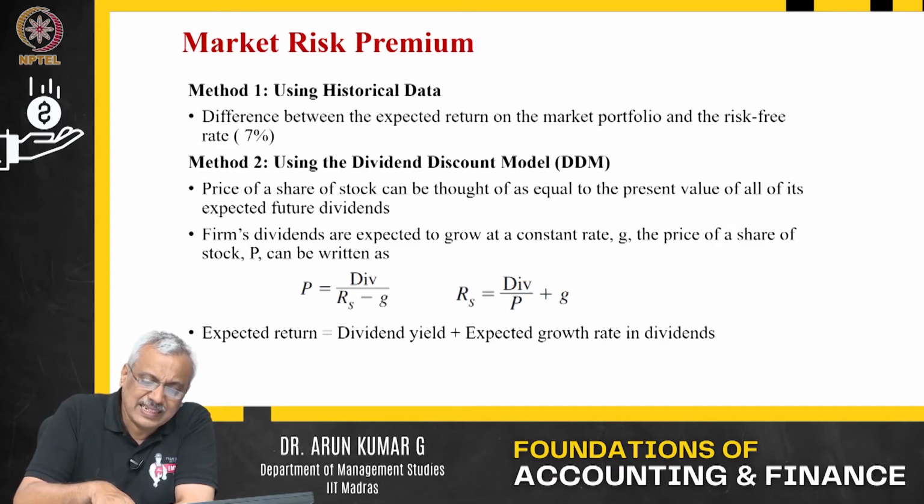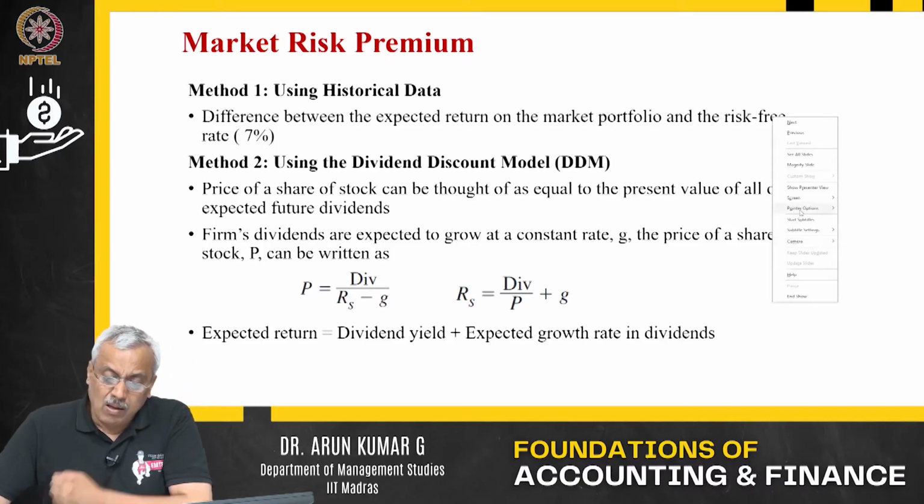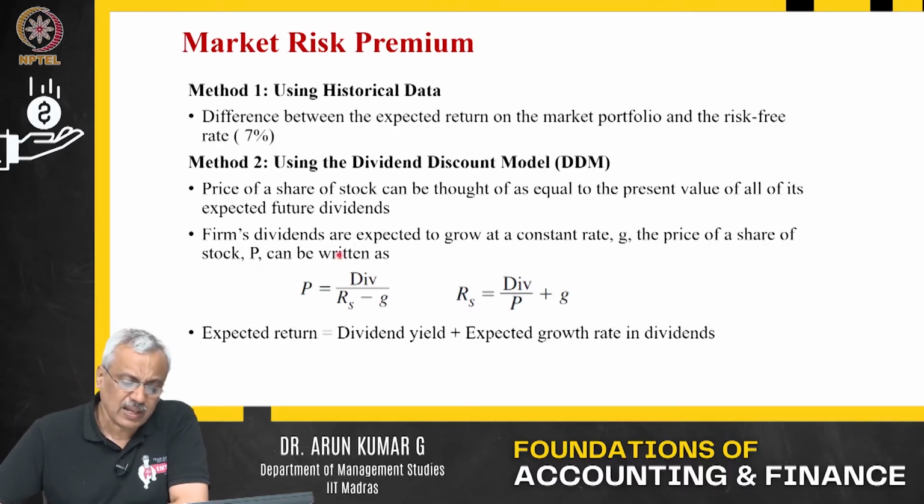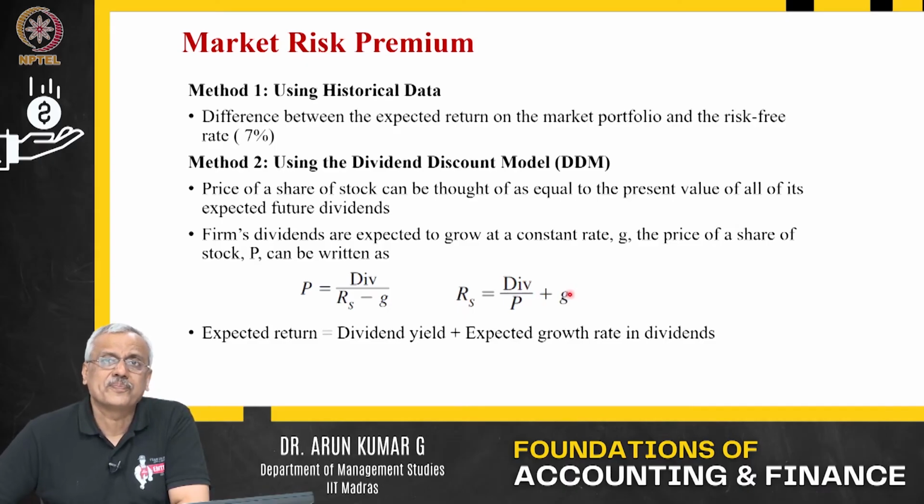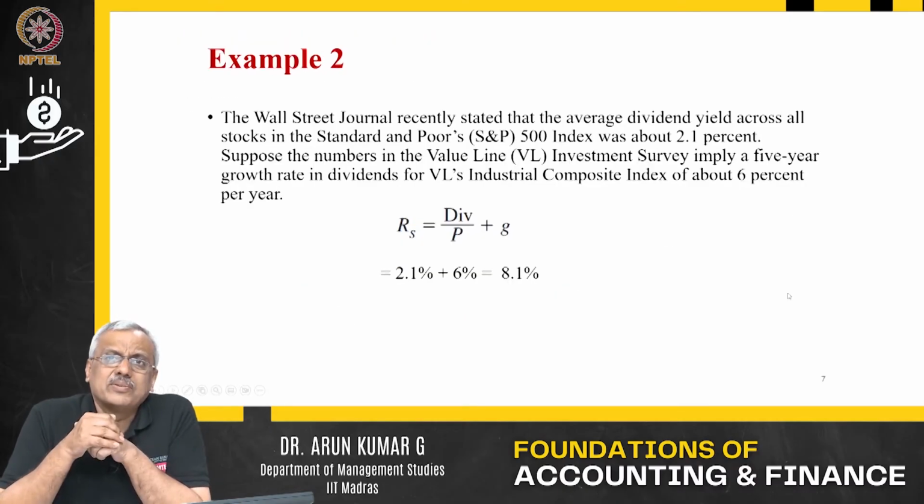Now this is the return that I am getting. The second part of it is that the price is nothing but the dividend divided by the return minus the growth. The expected return is nothing but the dividend yield plus the growth rate, which will give you the expected return. I have taken an example.